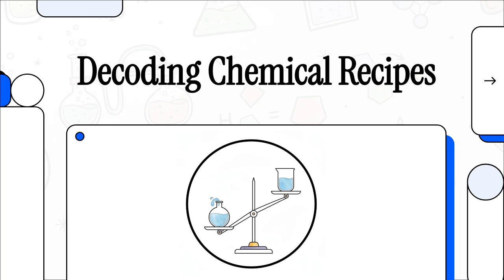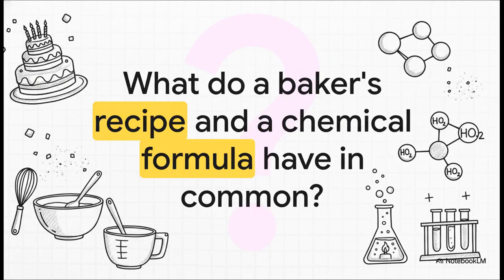Have you ever wondered how chemists know exactly how much stuff to mix together to get a specific reaction? Well, it's not magic and it's not guesswork. It's a really powerful tool called stoichiometry, and today we're going to pull back the curtain and show you how it all works. So to get started, I've got a question for you.